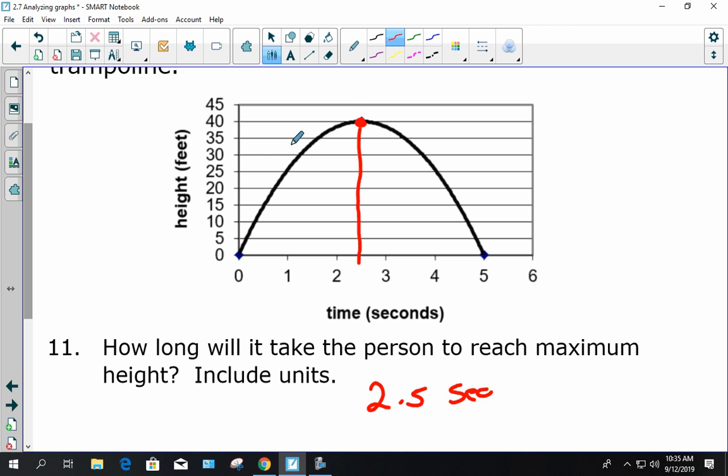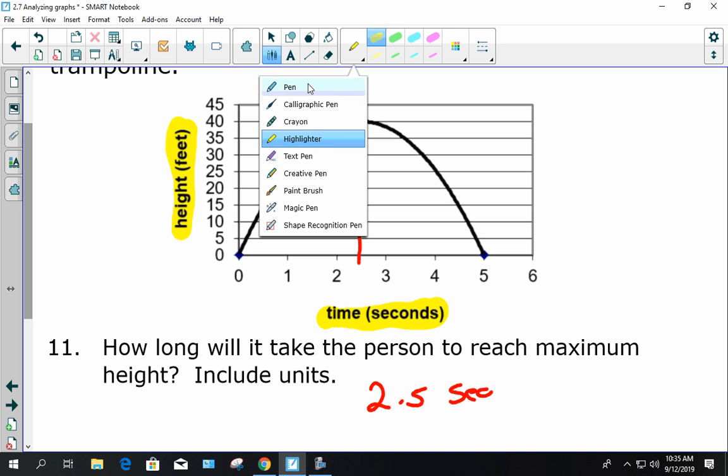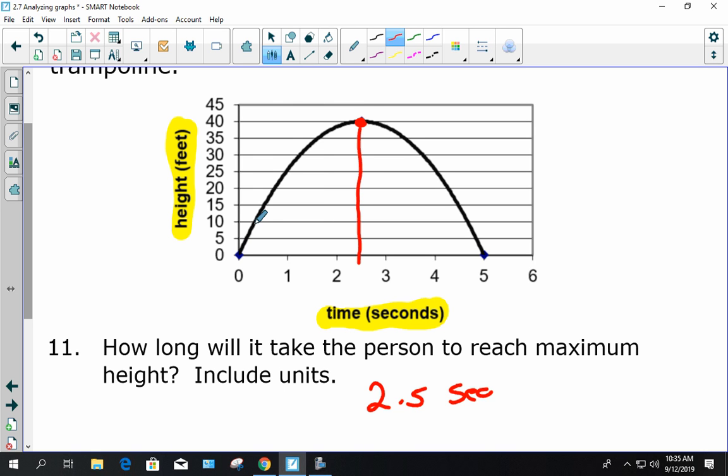On the test, you guys will tell me 40. You'll tell me 40 time and again. 40, you have to read. You have to read your headings. The x-axis is time. The y-axis is height. So they bounce. It takes them 2.5 seconds to reach 40 feet.